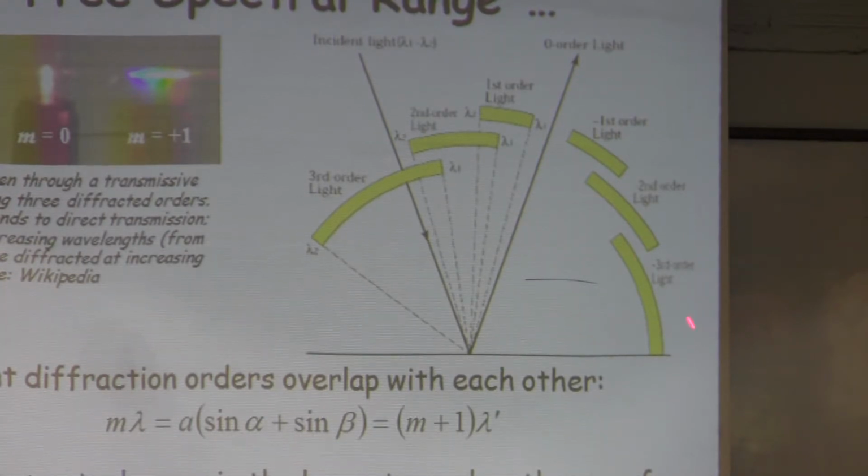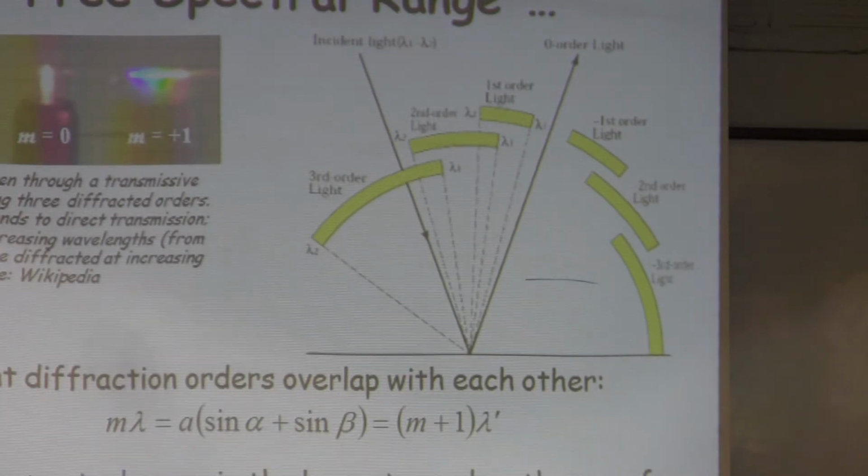And it gets worse and worse when you go to higher orders. Okay. So the free spectral range, meaning that you will get pure spectrum from only one diffraction. Free spectral range is the largest wavelength range for a given order where there is no overlap in the same wavelength range with an adjacent order. So it's only the difference between the maximum and minimum wavelength. And that free spectral range is the wavelength divided by the order. And you can see if you go to higher orders, they're all overlapping.